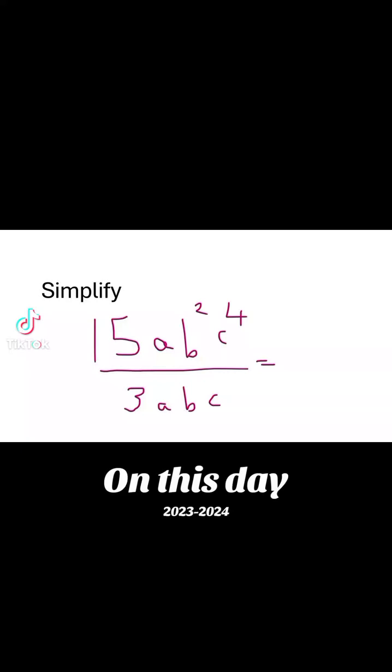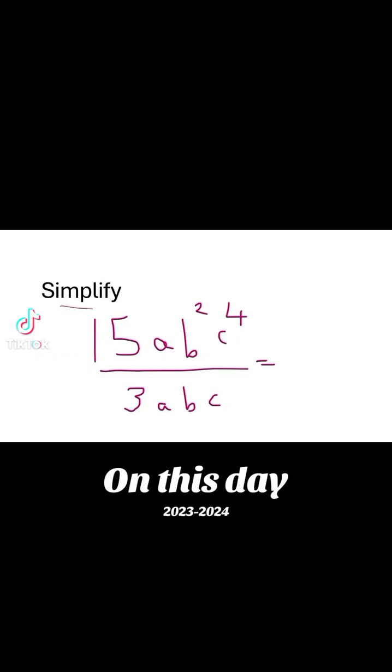GCSE 9 to 1 maths, simplifying an algebraic fraction involving numbers as well, in roughly 55 seconds. Let's go. We have to simplify 15ab squared c to the fourth over 3abc. The key part for this is numbers go with numbers, letters go with letters. Let's do it piece by piece, bit by bit.